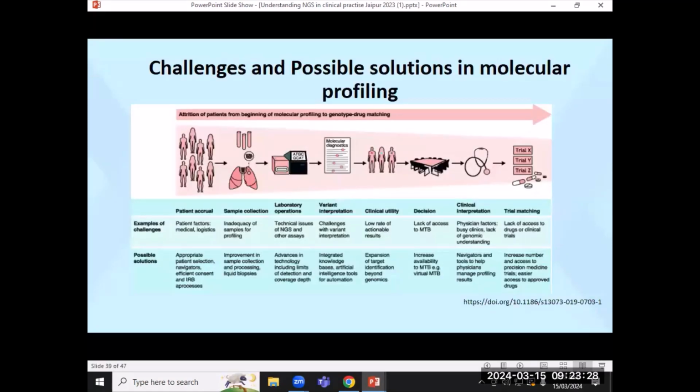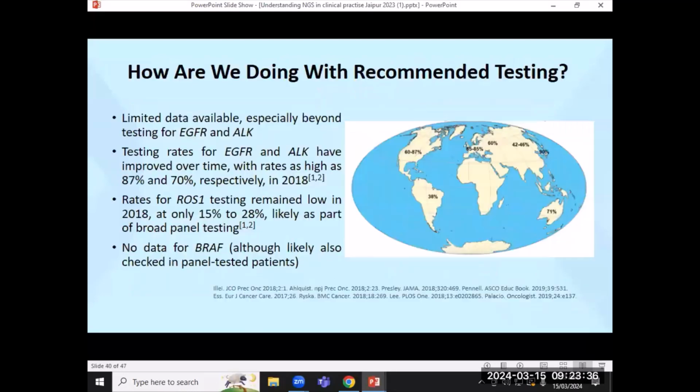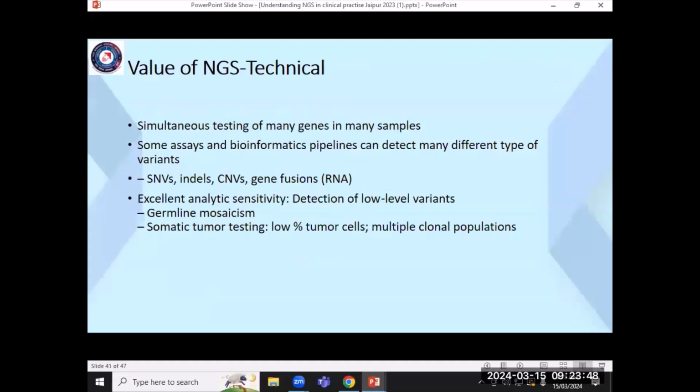Regarding challenges and possible solutions, as communication is the key, always having multidisciplinary tumor board meetings to discuss these findings is extremely important. And how are we doing with the recommended testing? Limited data is available, especially beyond testing for EGFR and ALK. I guess this is the 2018 data. Now the scenario would definitely have changed.